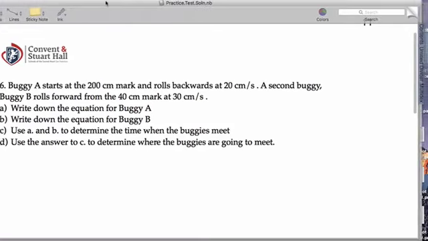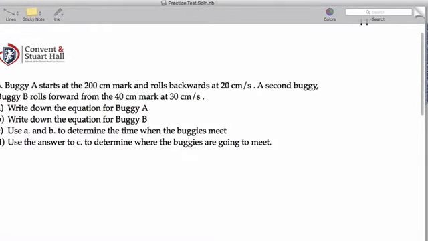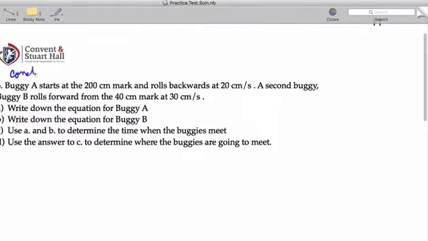All right, now for question 6, we have these two buggies, and they're going to run into each other because one's moving backwards and the other's moving forwards. Once again, I should have been clear that these are constant velocity buggies. So we're going to get linear plots when we plot their position versus time later on.